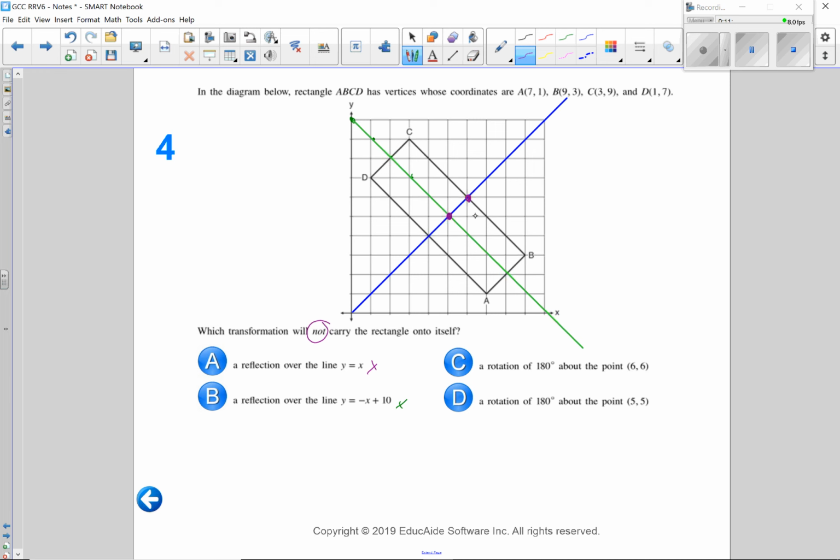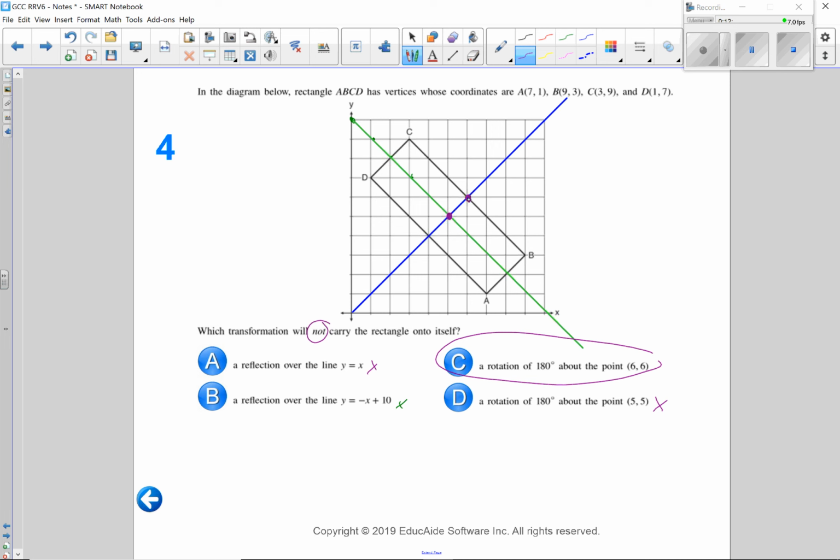So if I rotated around that, everybody would end up being where they are now. It would look exactly the way it is. They'd just be on opposite sides, but it would look exactly the same. Therefore, 5, 5 would not work as the answer, because that does, in fact, get it onto itself. So the last one that doesn't work is C.